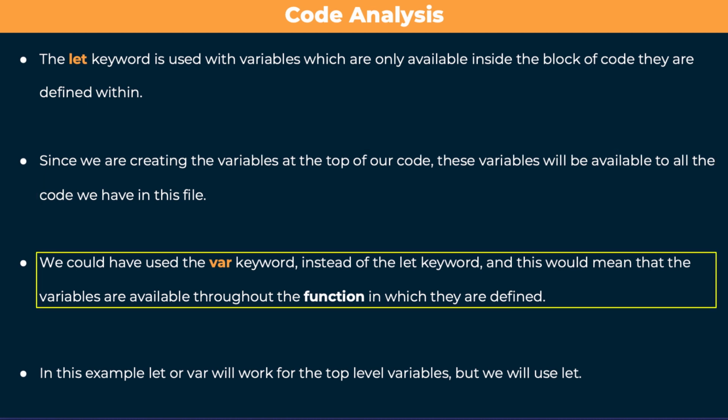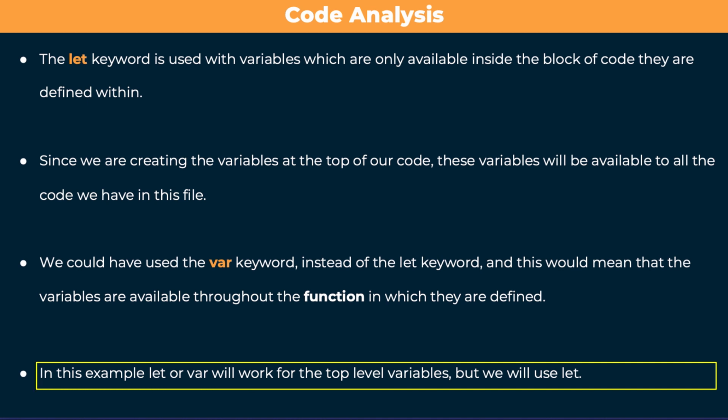On the other hand, we could have used the var keyword instead of the let keyword, and this would mean that the variables are available throughout the function in which they are defined. So if we declared a small function, a small piece of code, a block of code, and we use the word var, then the variable would only be available in that small piece of code. We don't have any functions yet, so therefore we have declared them with the let at the top. So in this example, let or var will work exactly the same way.